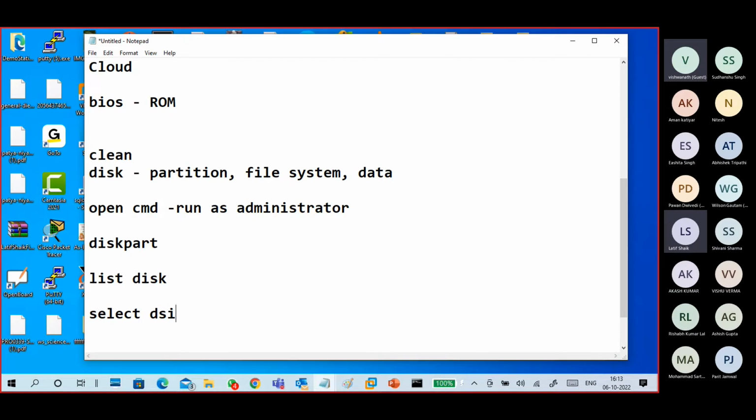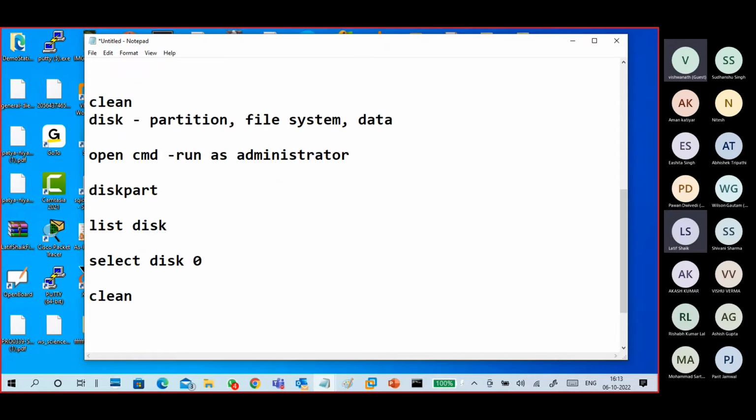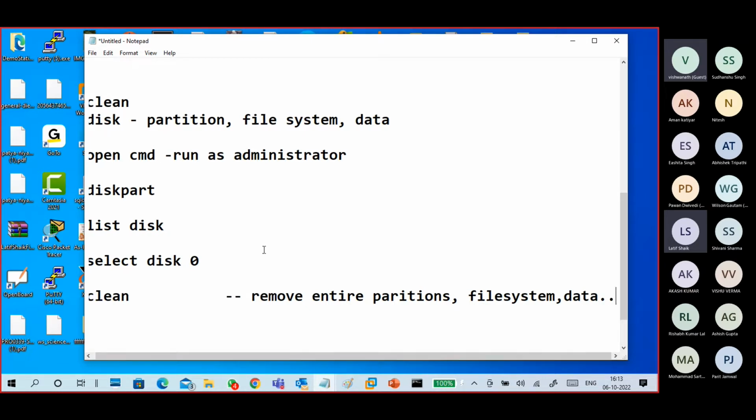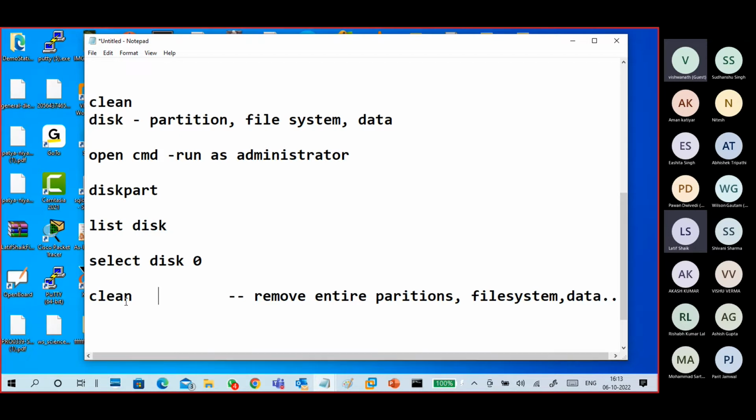Okay, select a disk, whichever disk you want to select, like disk 0 or disk 1. Then you run clean. What does this clean command do? It removes the entire partitions, file systems, and data. Once the entire partitions are deleted, your disk will be completely clean. Don't do it, guys, because accidentally you may delete your entire system.